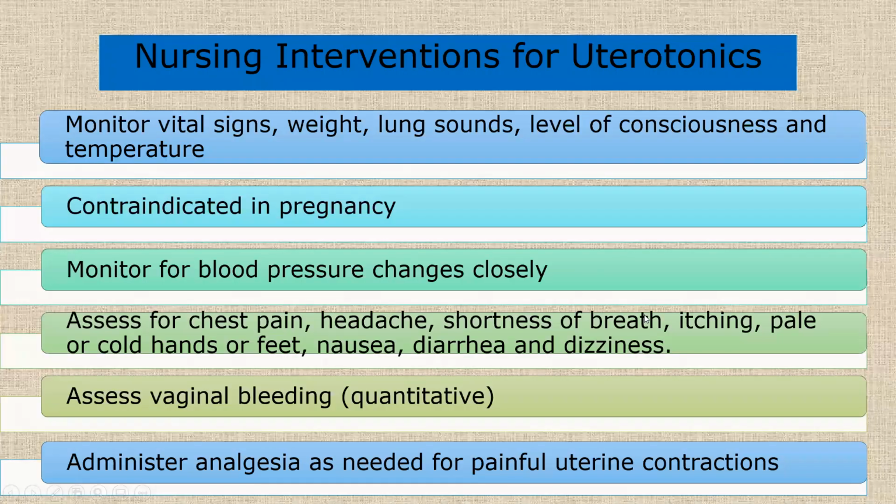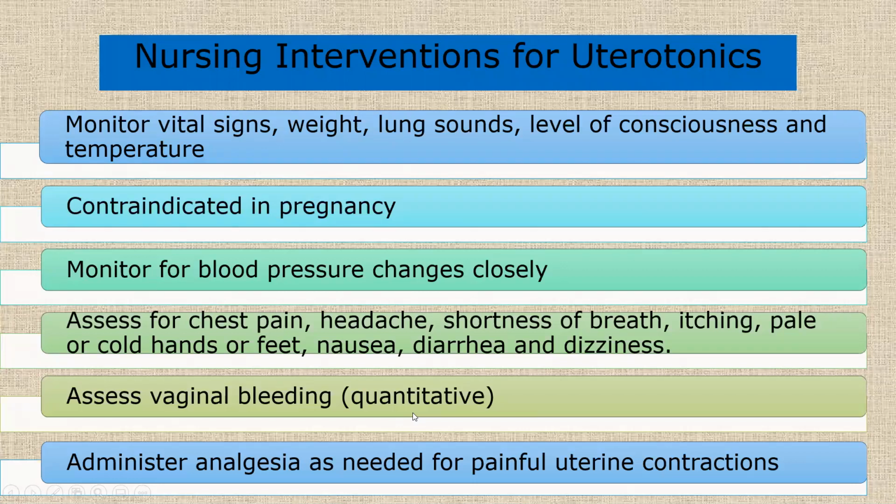Here are your nursing interventions for your uterotonics. I'll let you read through that. One thing I do want to point out is when we are looking at vaginal bleeding, it is evidence-based practice that we are doing quantitative measurement, meaning we are actually weighing it. We no longer visually look at vaginal bleeding. It needs to be quantitative. And I know when this came into practice, it was hard to change our workflow, and instead of just eyeballing it and guessing what it was, actually weighing it.